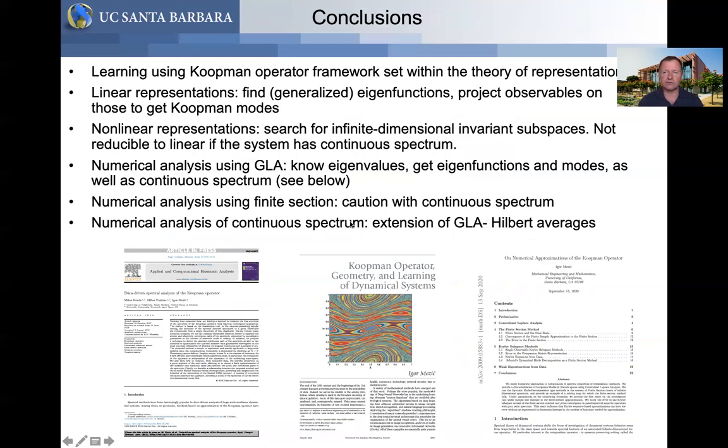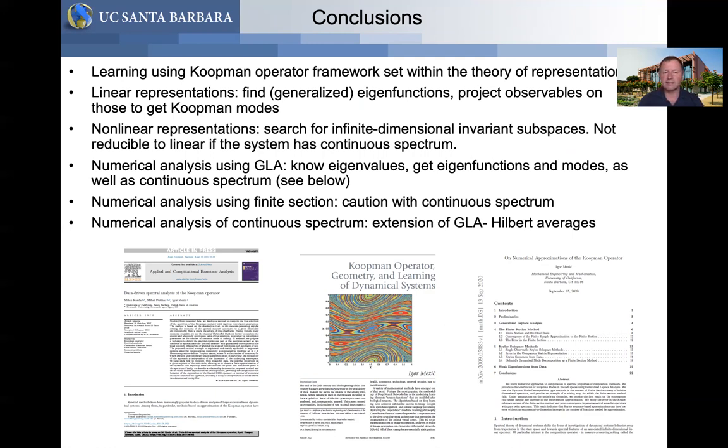All right, and here are my conclusions. I've set up the learning of dynamical systems using the Koopman operator framework within the theory of what I call the representations of dynamical systems. For linear representations, we find generalized eigenfunctions, and then we project observables on those to get Koopman modes or models, whatever we need in that context. For nonlinear representations, we need to search for infinite dimensional invariant subspaces. And these can be reducible to linear provided that the system has point spectrum. But in general, if the system has continuous spectrum, then they're not reducible to finite dimensional linear representations.